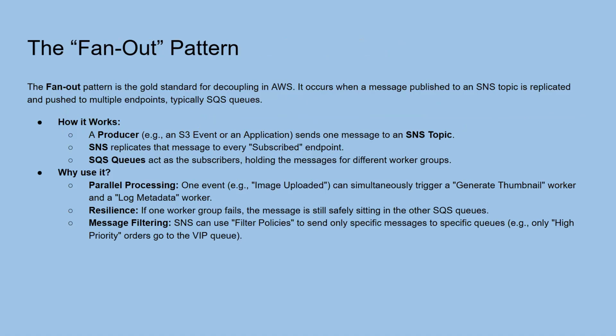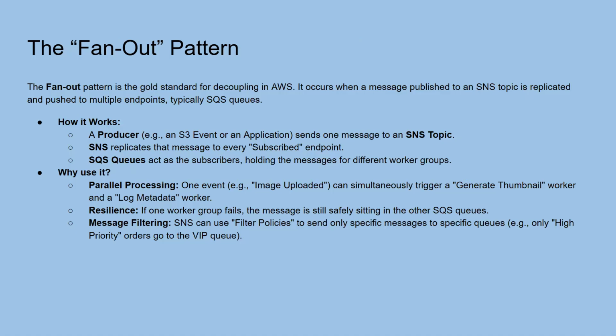The reason we use this is parallel processing. One event, like an image uploaded, can simultaneously trigger a generate-thumbnail worker and a log-metadata worker to go to work on it, much like we mentioned with the restaurant comparison. This is resilient. If one worker group fails, the message is still safely sitting in the other SQS queues. And then message filtering: SNS can use filter policies to send only specific messages to specific queues. Only high priority orders go to the VIP queue.